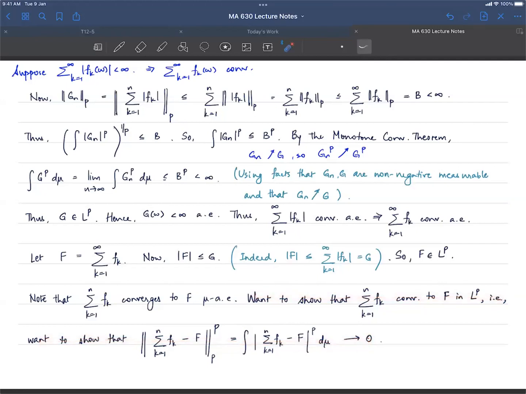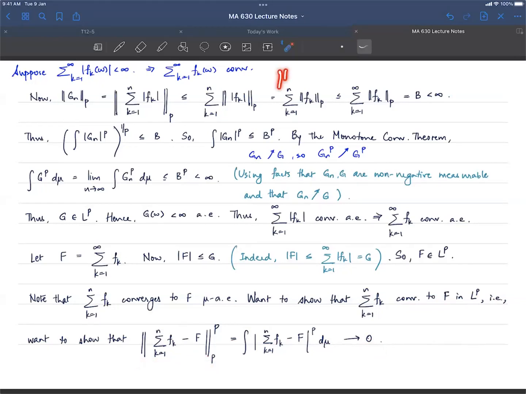I have to show there are different senses in which convergence can happen, right? Yes, this converges to F almost everywhere, but I want to show that it converges to F in LP. That is still left. So I cannot just stop here and say, oh, the work is done. No, the work is not done. Because right now I just know that the sum k going from 1 through n of fk converges to capital F almost everywhere. What I want to do is show that it converges to F in LP. That is, we want to show that the LP norm of the sum k going from 1 through n of fk minus F goes to 0.